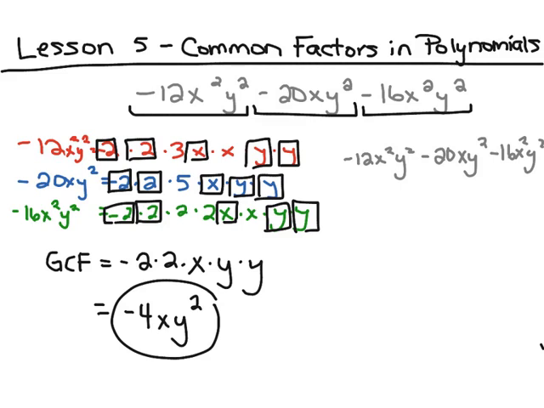The more you do this, the quicker you'll be able to see that you have one x in common and 2 x's in common. But don't feel bad about having to write it out like this. So now we're going to divide each term by our GCF. So we're going to divide this term by negative 4xy squared, this term by negative 4xy squared, and this term by negative 4xy squared. So that means you're factoring it out.